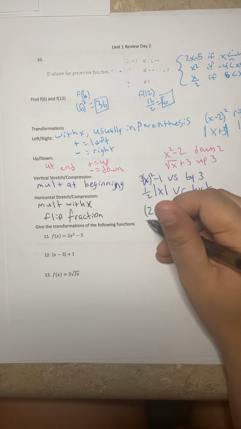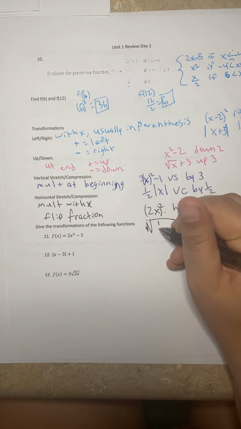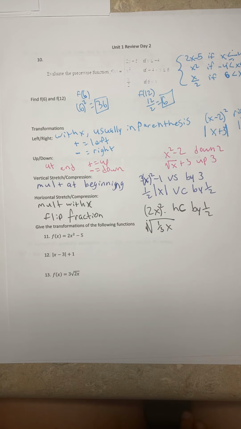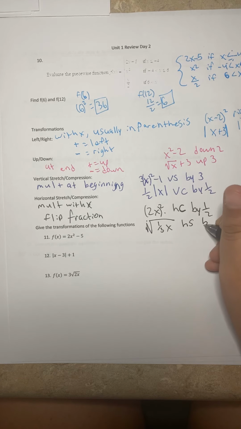Okay, and if I have square root of 1/3 x, when I flip it, 1/3 becomes 3. So that means that's a horizontal stretch by 3.